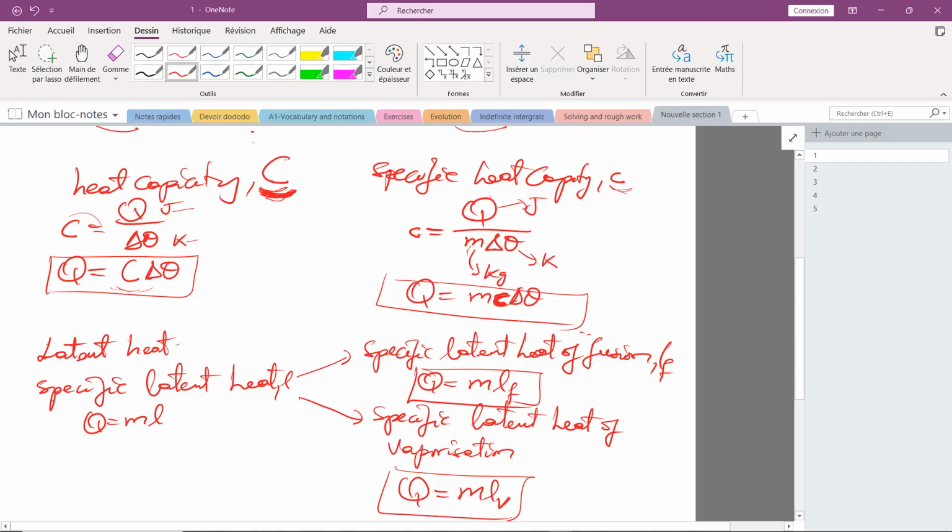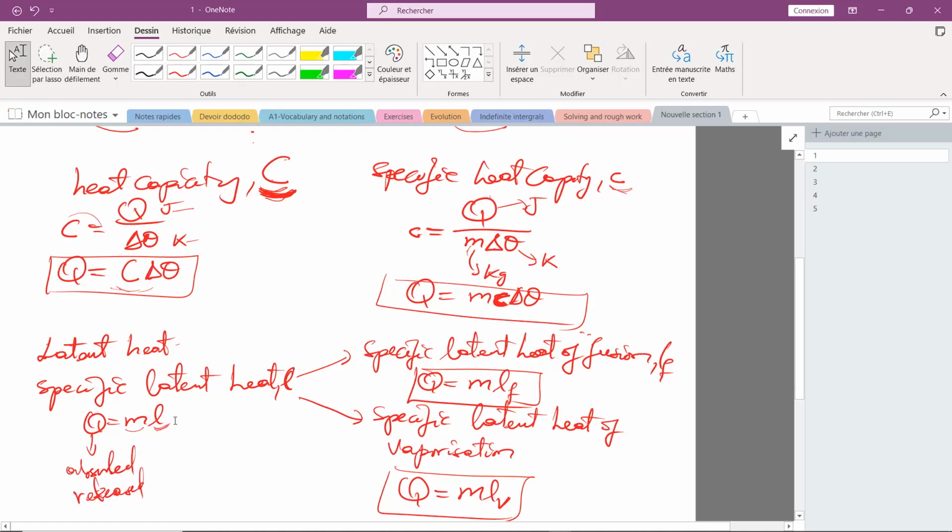Now, to be more specific, we are going to see what we call specific latent heat. The symbol is small l. The formula to calculate specific latent heat is Q equals m l. This Q is the energy absorbed or the energy released by the substance when it changes state without a change in temperature. This is the mass of the substance, and this is the specific latent heat.